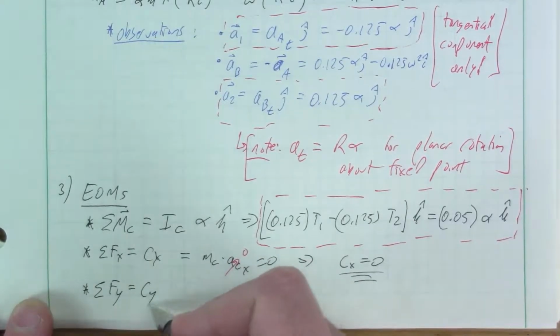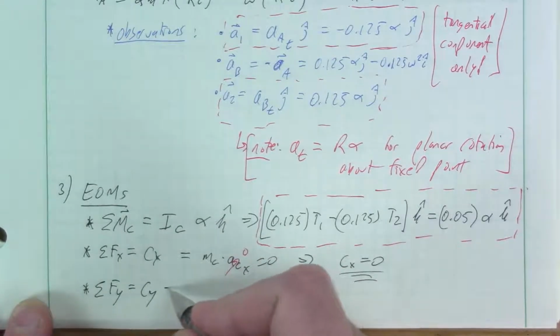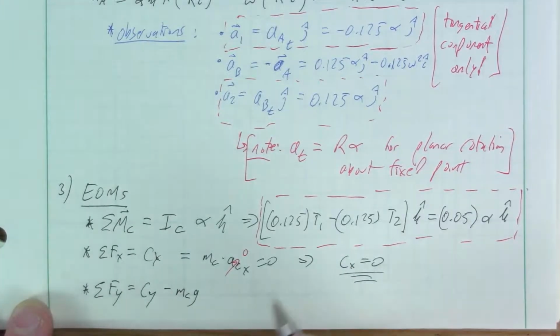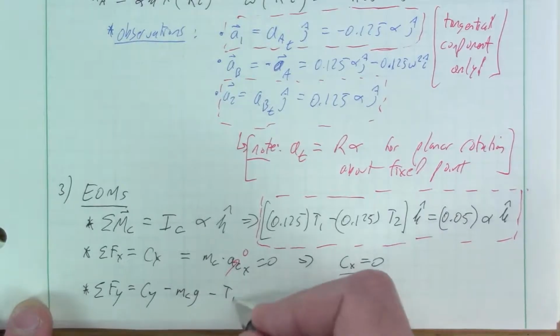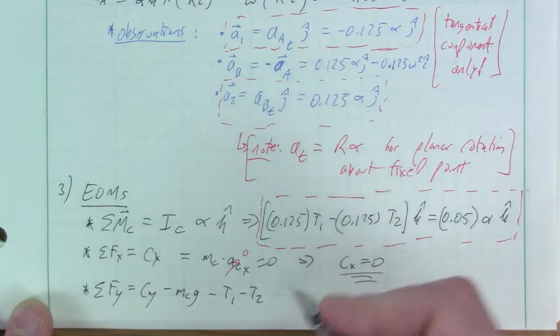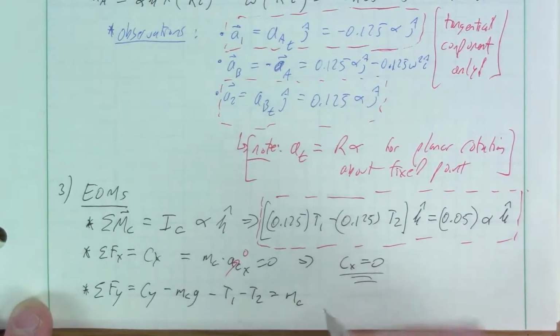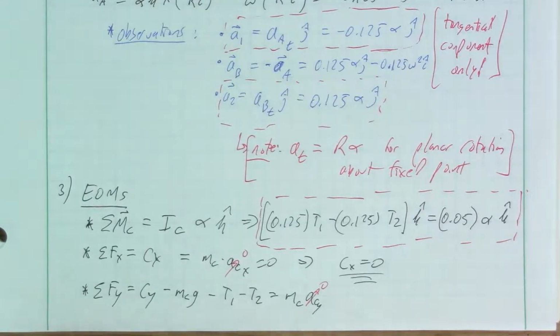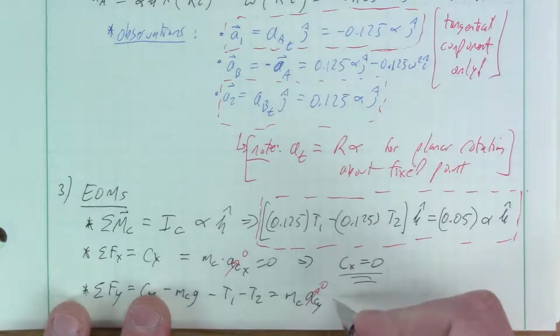Sum forces in y. Okay, well, we have the reaction Cy. We then have minus mcg, that's the weight of the disk, minus T1 minus T2. Those are unknown, right? We actually don't know the mass of the disk either. And that's going to be the mass of c times its acceleration in the y direction. And that, again, we've got pinned, right? It's a pinned point, so that's 0. It can't be moving anywhere.